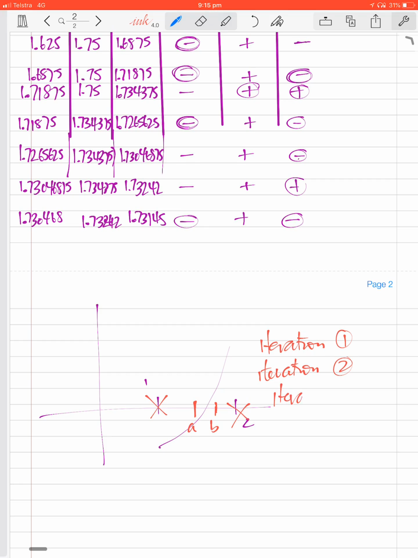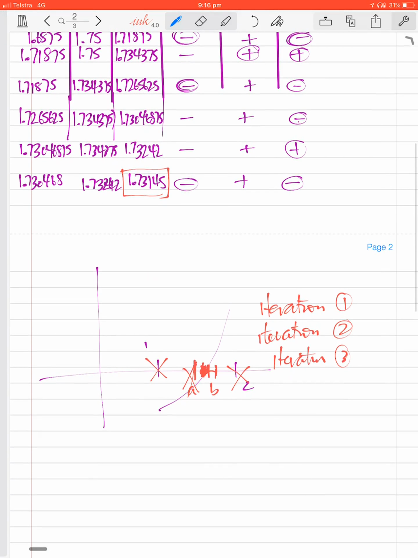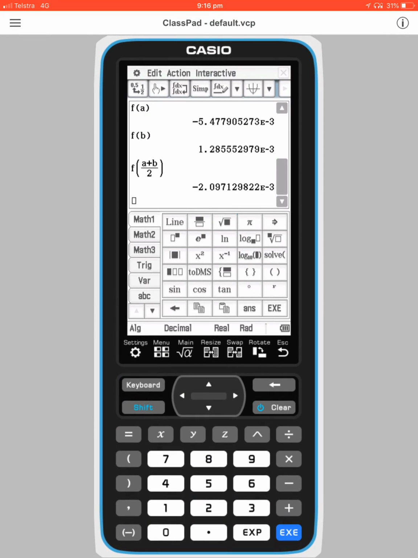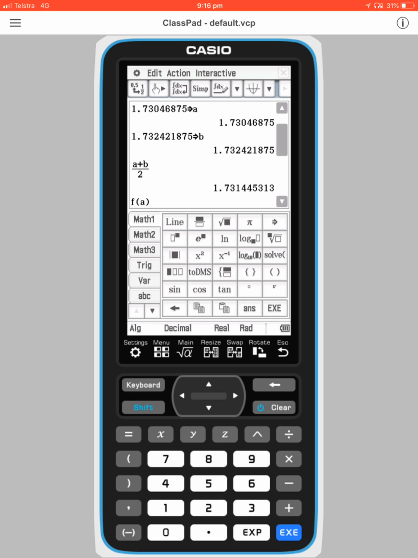And then iteration 3, we chop it in half, and then that might be a negative, so we replace that, and then we go again and we chop it in half, and eventually, because you keep chopping it in half, you're going to get to the point, which at the moment I'm thinking is 1.73145 as an approximate. Of course, you could keep going. So let's have a look. What is the square root of 3? 1.732, and our approximation at the moment is 1.73144. So we nearly got there.